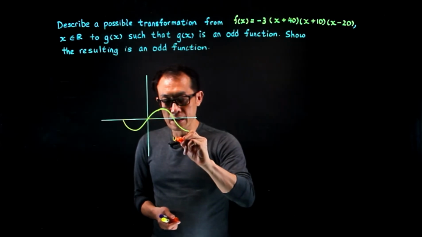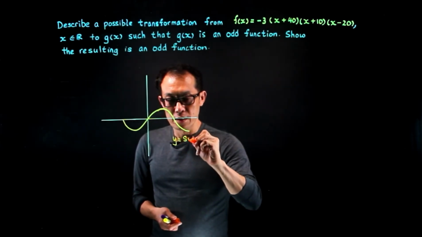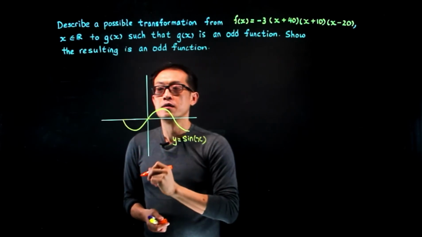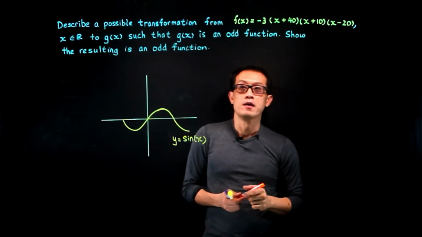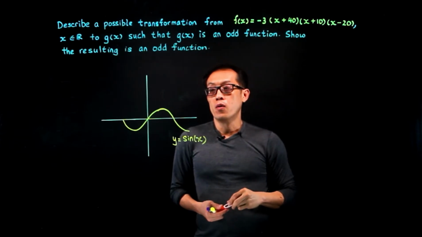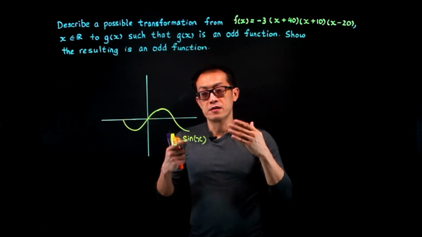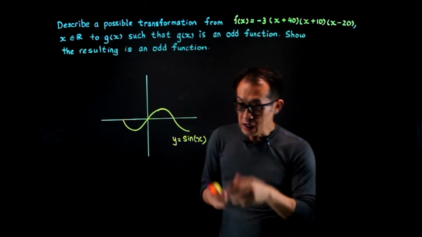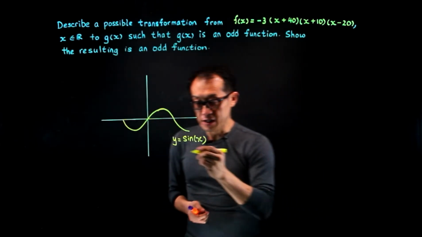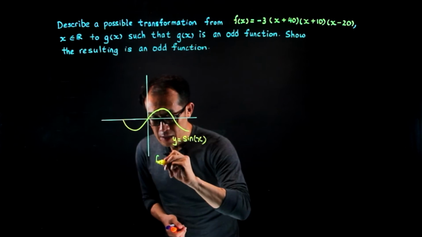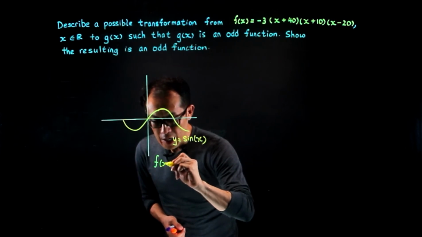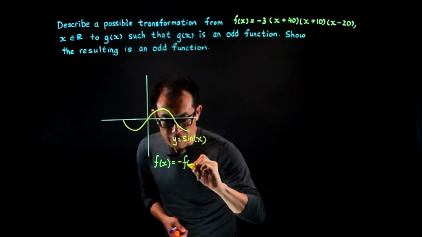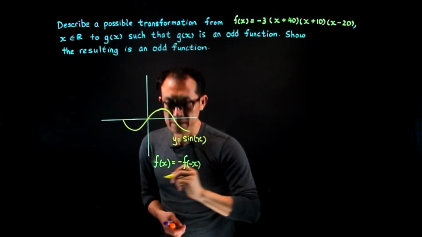So y is equal to x sin x. You are supposed to describe a possible transformation for g of x to h of x such that h of x is an even function. You have a condition to fulfill. H of x now must satisfy this criteria. It is an even function. H of x must be equal to h of minus x. But before that, we must do a transformation. You look at this graph.